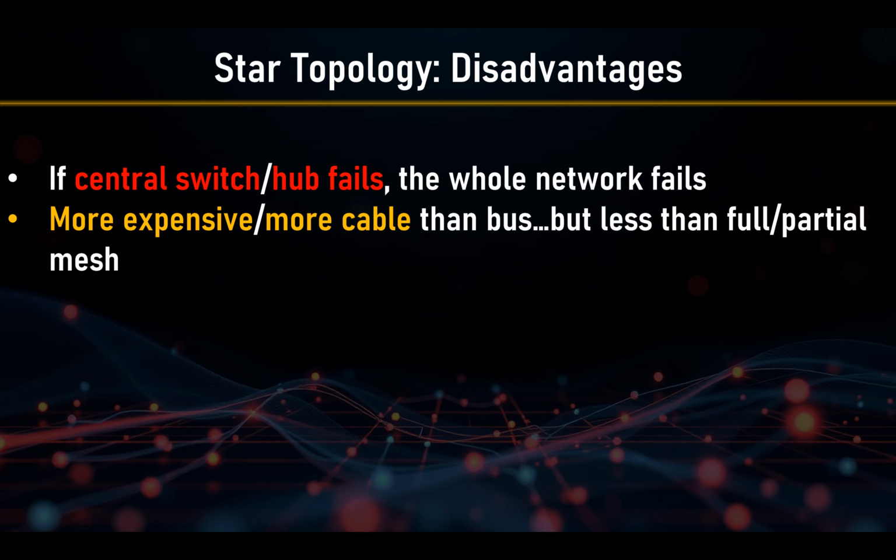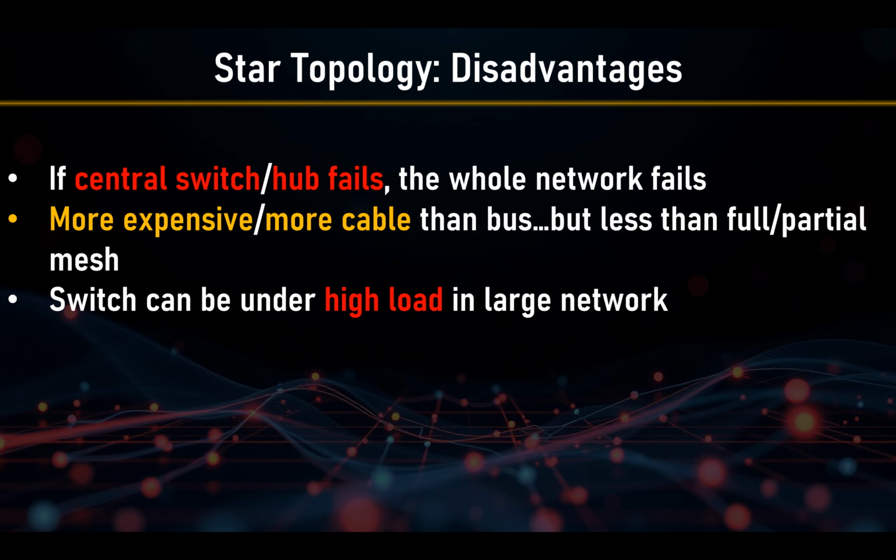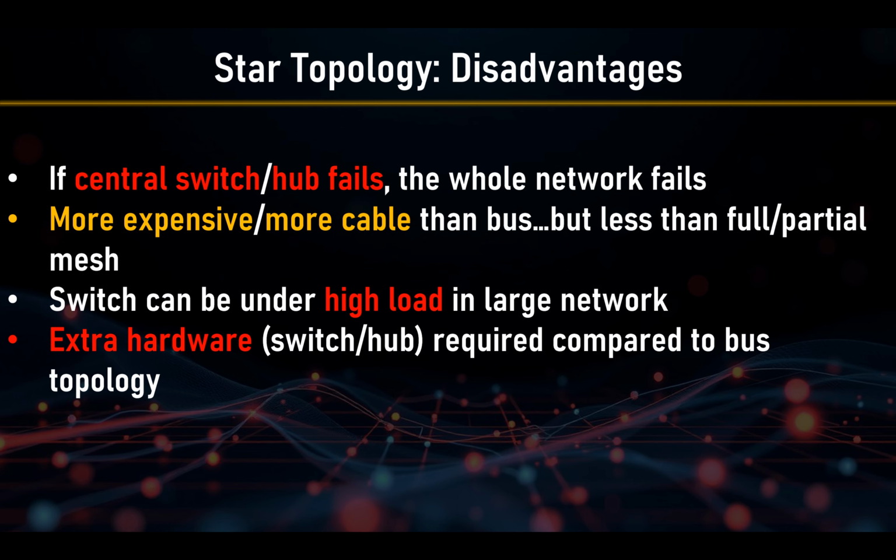I guess more expensive. Okay, so more expensive, more cable than bus. However, of course, less cable, therefore cheaper than the full or partial mesh. The switch can be under high load in a large network, therefore, of course, that's going to slow down. Extra hardware, so a switch is required compared to the bus topology.